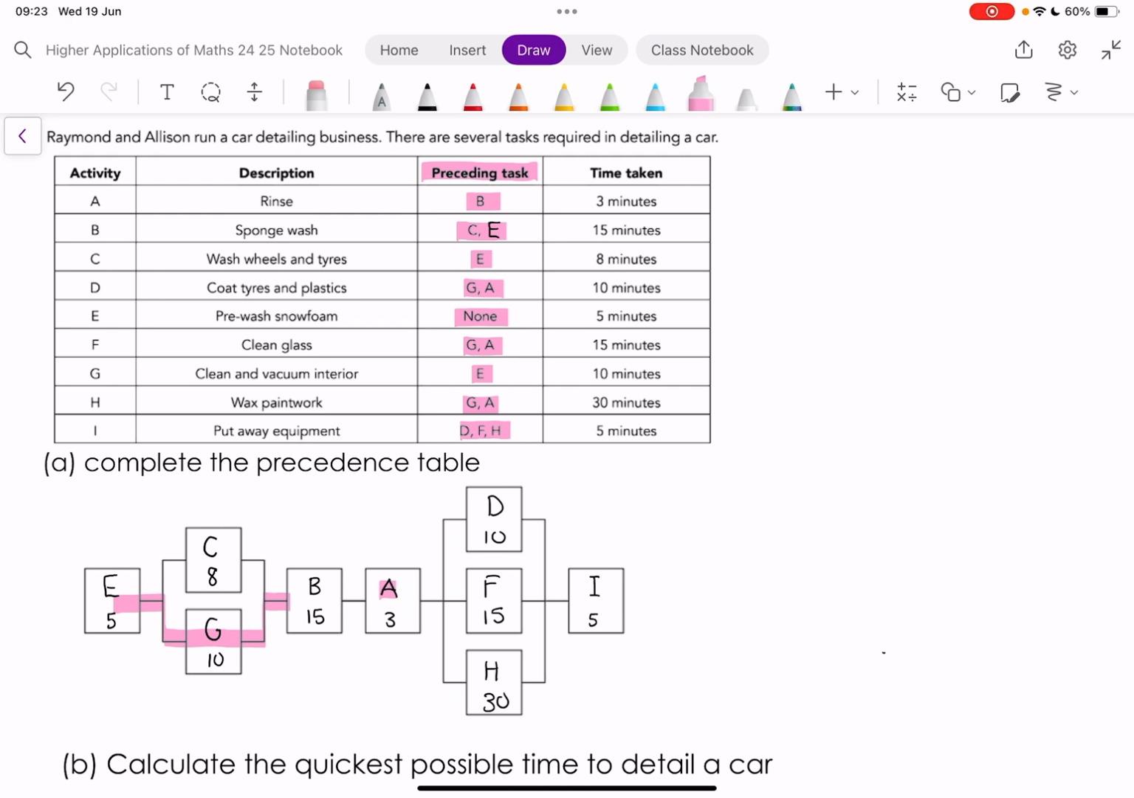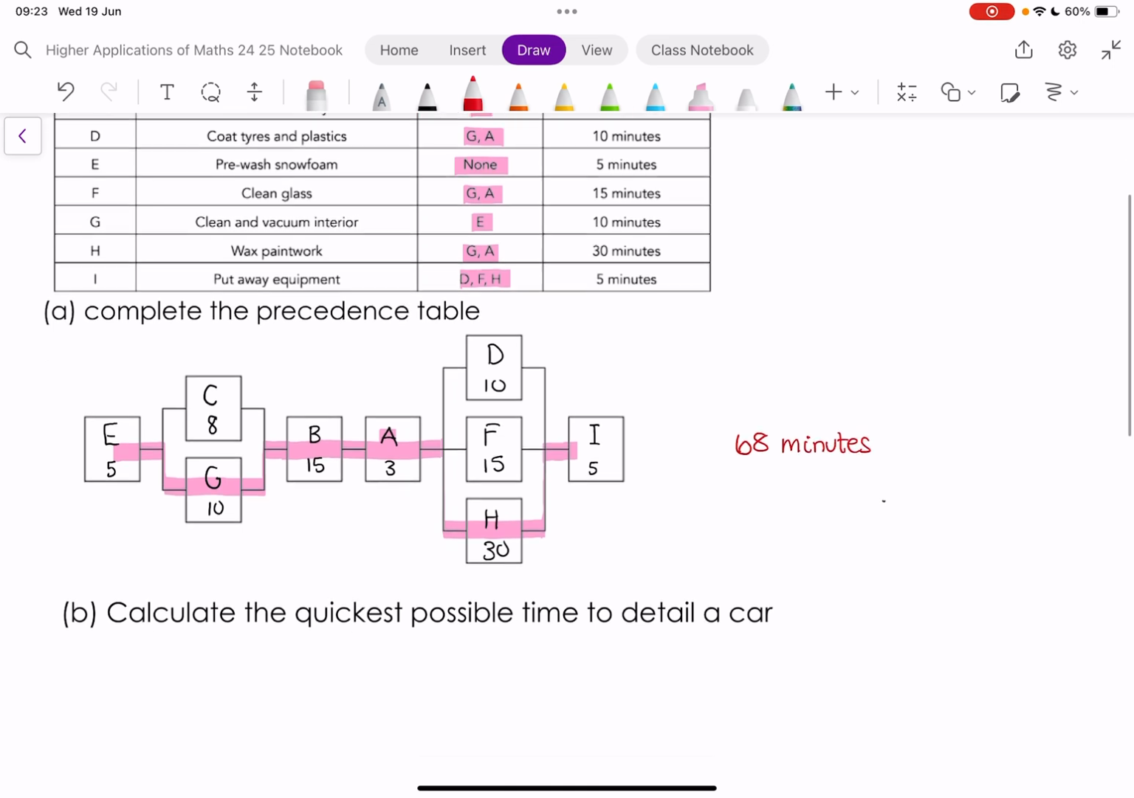So we've got to go 5 plus 10 plus 15 plus 3. Now when we get to here, I've got something that takes 10, something that takes 15, and something that takes 30, all happening at the same time. So I'm going to go through my 30-minute window and then on to 5 minutes. Okay, so 5 plus 10 is 15, add 15 is 30, 60, 68 minutes is how long this would take.